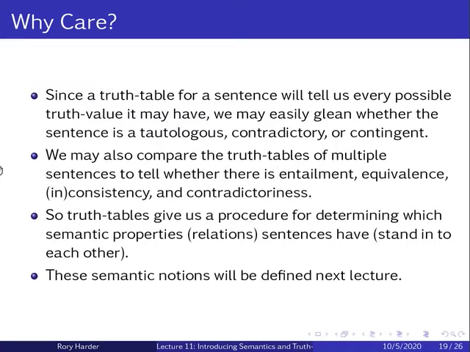So, as I just mentioned, these semantic notions that we've already introduced at an intuitive level, for instance tautology, contradiction, contingency, entailment, equivalence, etc., will all be defined rigorously in the next lecture. And then once we have the definitions of those notions, we will be able to use truth tables, which we will learn how to construct in this lecture, to determine systematically whether a sentence has these properties or whether groups of sentences have these relations.